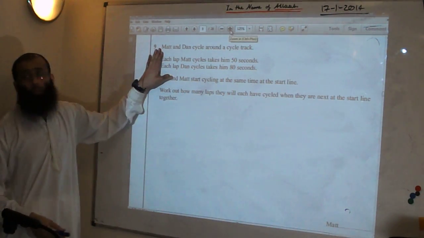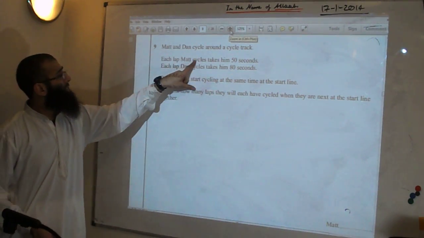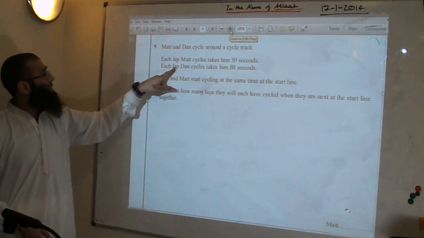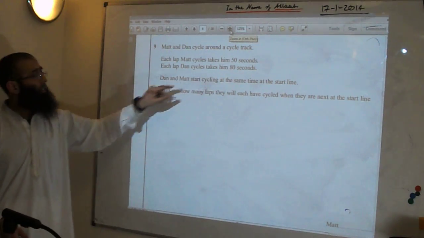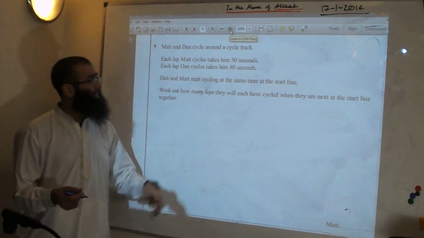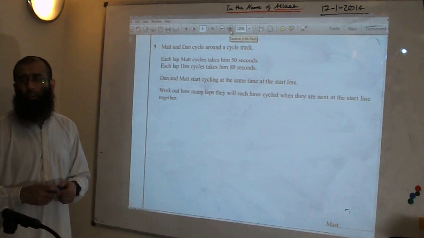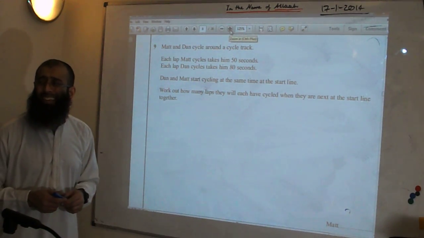That's beautiful. Question number 9. Matt and Dan cycle around a cycle track. Each lap Matt cycles takes him 50 seconds. Each lap Dan cycles takes him 80 seconds. Dan and Matt start cycling at the same time at the start line. Work out how many laps they will each have cycled when they are next at the start line. So this is looking for the LCM.